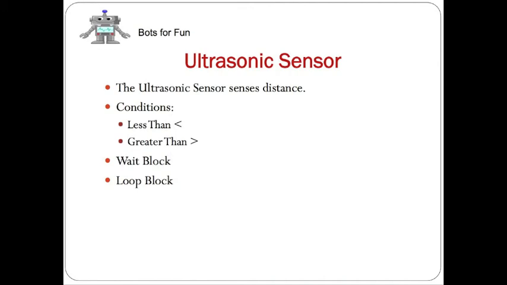Now it's time for us to review what we've learned about the ultrasonic sensor in this video. We have learned that the ultrasonic sensor senses distance. It does that using two conditions: less than and greater than. Finally, there are two ways you can use the ultrasonic sensor. You can use it in the wait block and in the loop block.